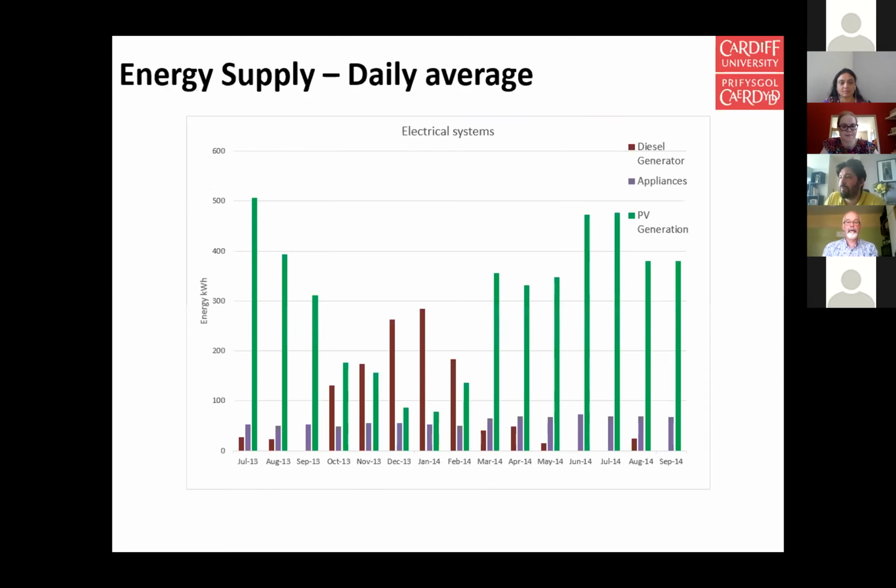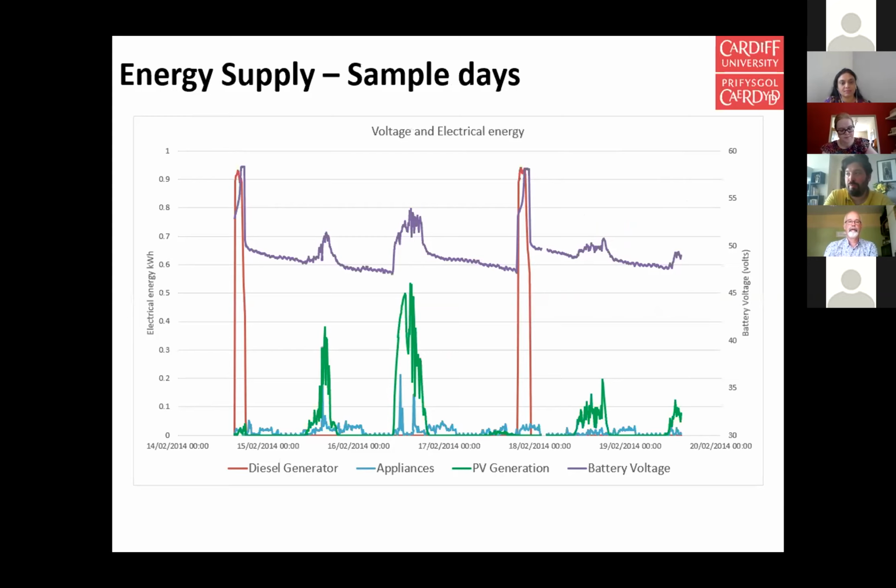So going on to the energy supply, this is a simple graph of the supply from July to September. What you'll see is the green is the PV generation, the darker red is the diesel generation for the winter, and the blue is the appliances, the house level. What became clear is that this house level should easily be met by the PV all throughout the year, but why was the diesel generation coming on? And this is a sample of a few days within February.